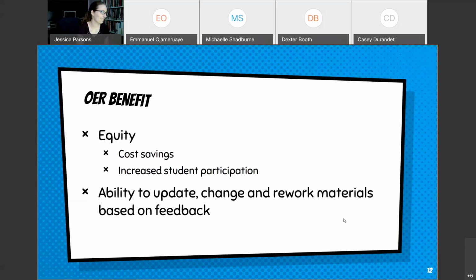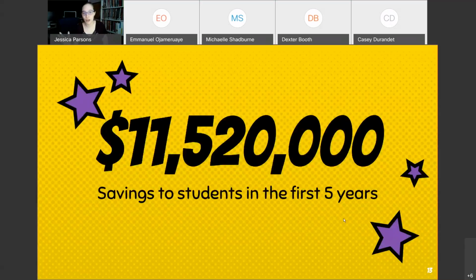So Mariposa Millions is a project that we have at the district level. In their first 5 years of existence, their goal was to save students $1 million by offering grants and different programs to help faculty members transition their courses to OER. In the first 5 years, they were able to save students almost $1.5 million, and that is phenomenal.